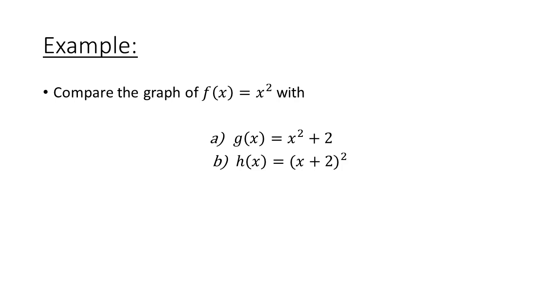So 2 is added to f of x, which is a y value. So in part A, the operation is outside the function and the change is done to the y values. Therefore, the result on the graph will be a vertical shift.